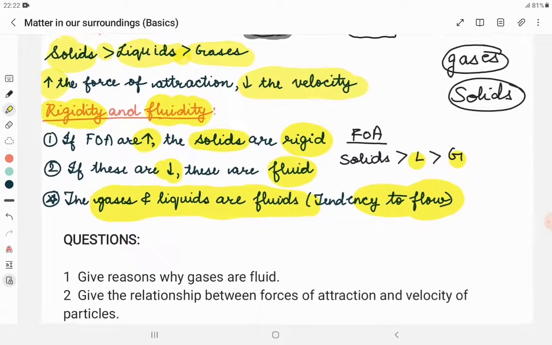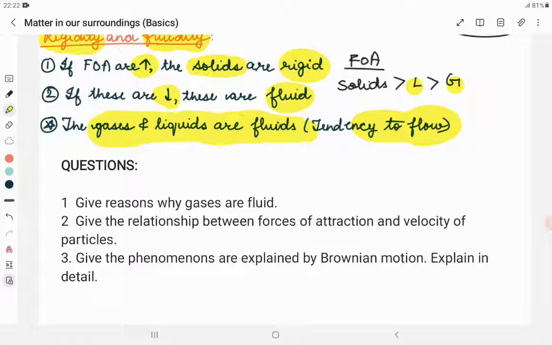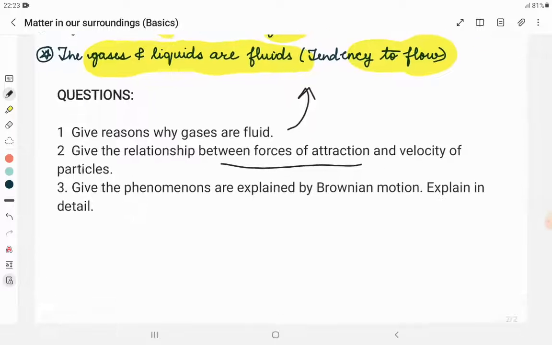Now let us see some of the questions. You should do these questions by yourself. The first is: give reasons why gases are fluid. This has already been explained above. Then you have to give the relation between the forces of attraction and the velocity of particles. This is what we can solve over here only.